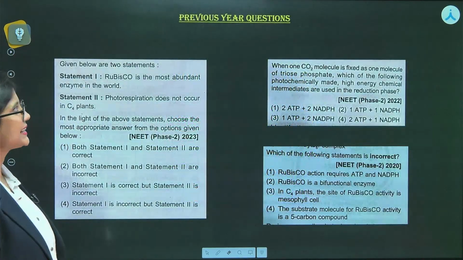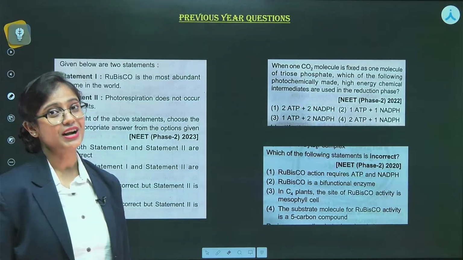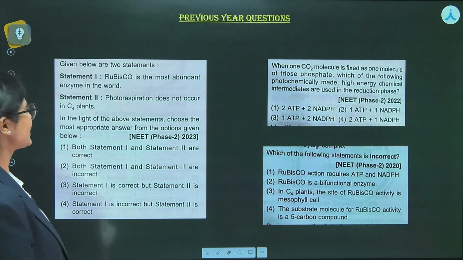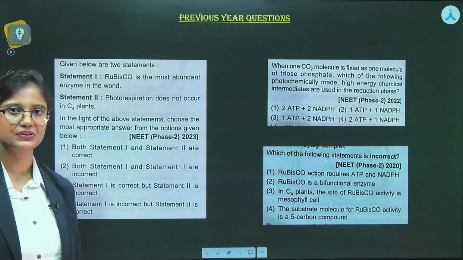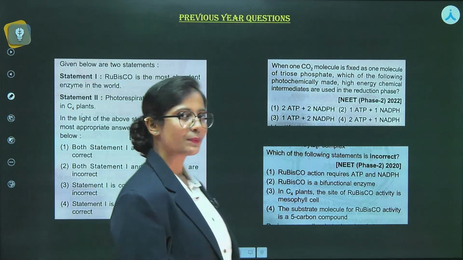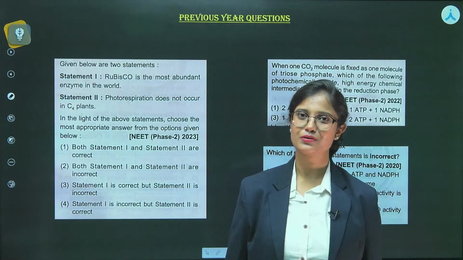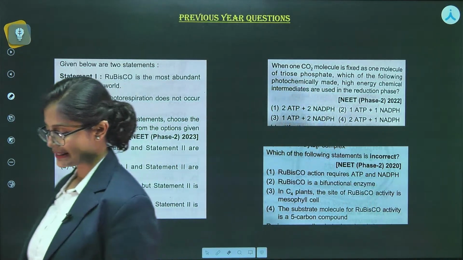Now, let's see the previous year questions which are asked from this topic. Let's see. The first one is from the year 2023. As I've told you, इस topic से almost हर साल questions पूछे जाते हैं. Now, let's see.